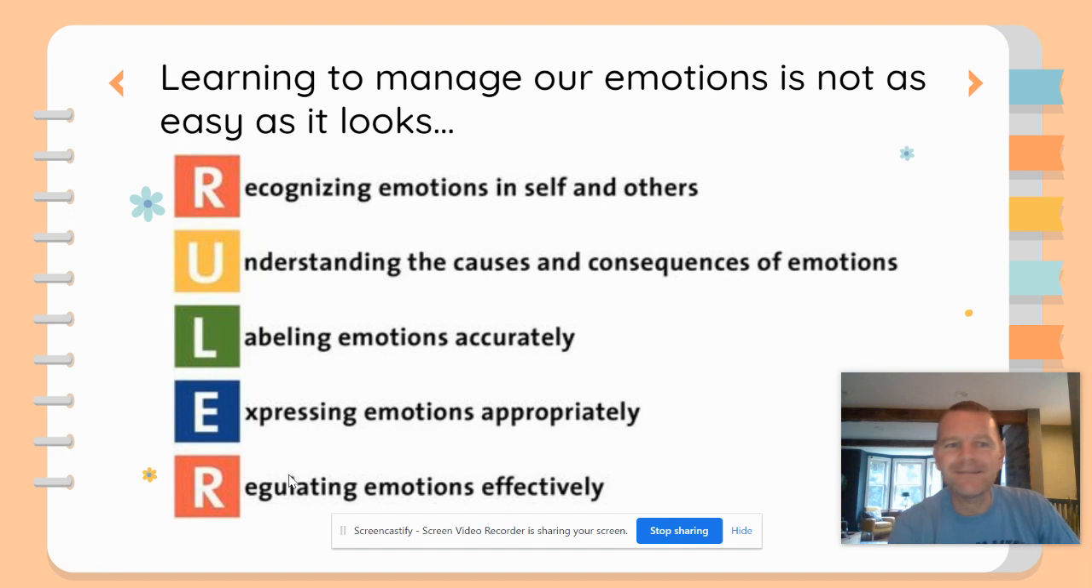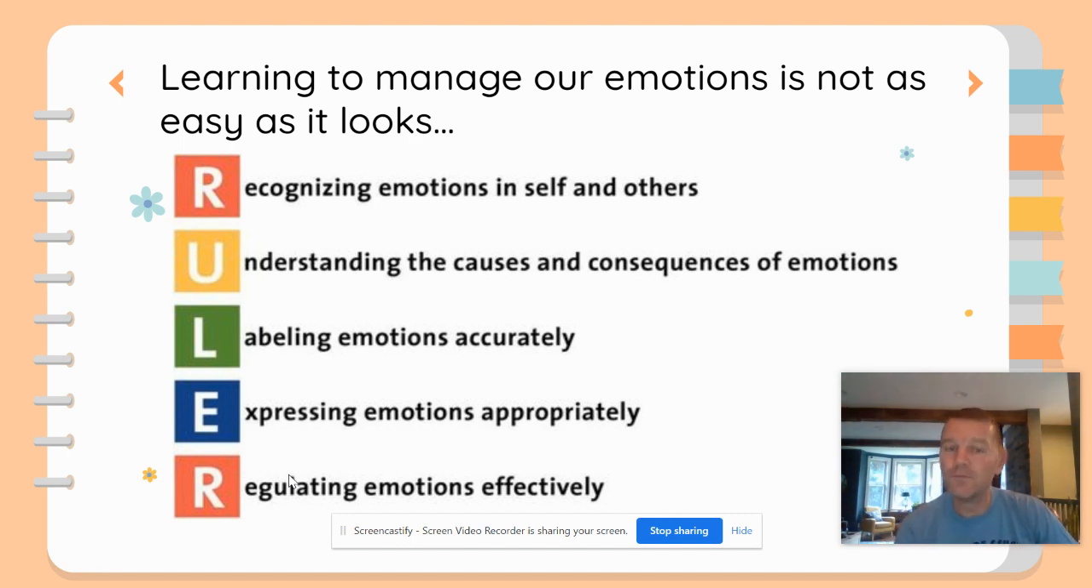Learning to manage our emotions is not as easy as it looks. In order for us to do this well, we have to first recognize emotions in ourselves and others. Second, we have to understand the causes and the consequences of emotions. So not what's the behavior or what's the emotion we're seeing, but what actually caused that. And that could be 2 minutes, 5 minutes, or a week ago. We need to be able to label our emotions accurately and then express those emotions appropriately.